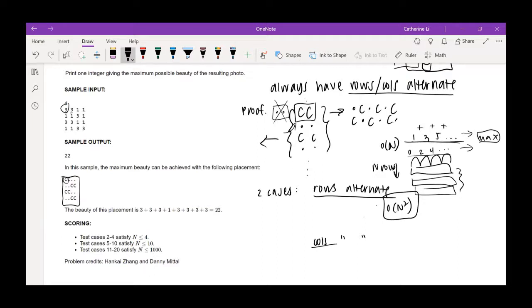So in total, if we check both rows alternating and columns alternating, then we have O(n^2), which is enough to pass.